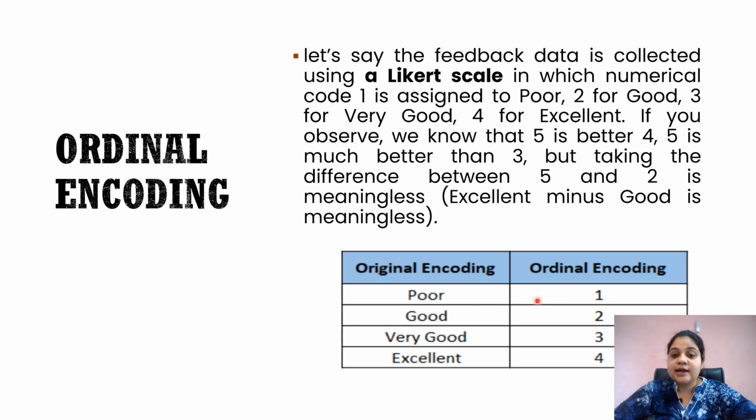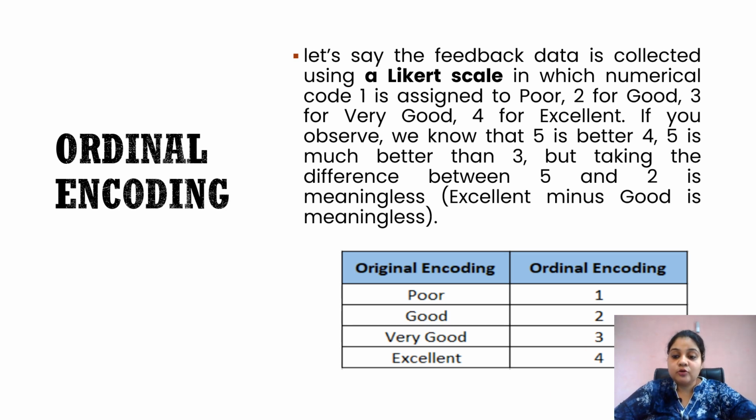So, for poor quality, I have used a Likert scale and I have assigned a value 1, good as 2, very good as 3, and excellent as 4. So based on this rating of 1, 2, 3, 4, I can apply linear regression to predict the quality of a food or to predict the price of a food or to predict the selling price of a restaurant. So ordinal encoding is very much necessary.